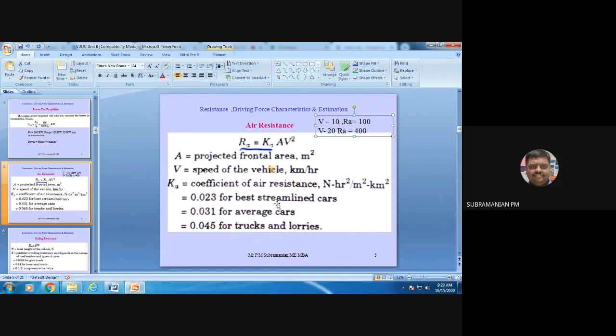You can say for the best streamlined car, KA will be low, and for trucks and lorries, it will be high. Okay. No need to remember this value. So note down this formula for air resistance.